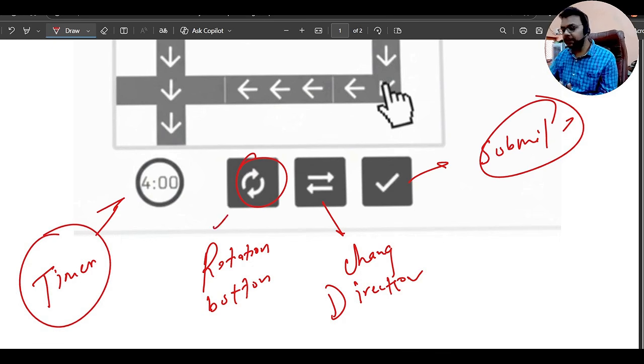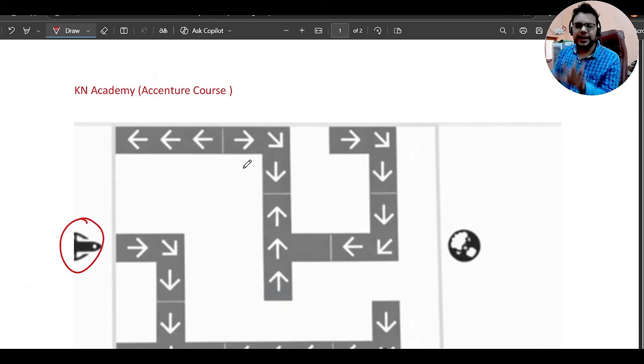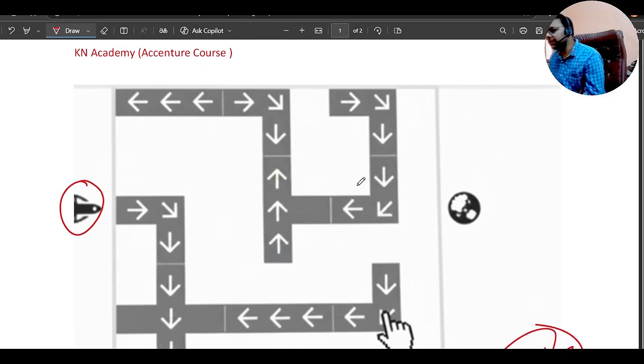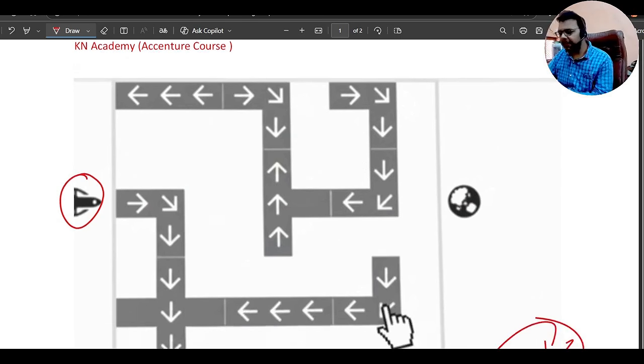This is the simple button. Change direction is very difficult to understand. First, we will understand the rotation button. Now, the rotation button is pretty straightforward and easy. If you select the tile, it will move in the clockwise direction if you use this button. So very easy, very easy.